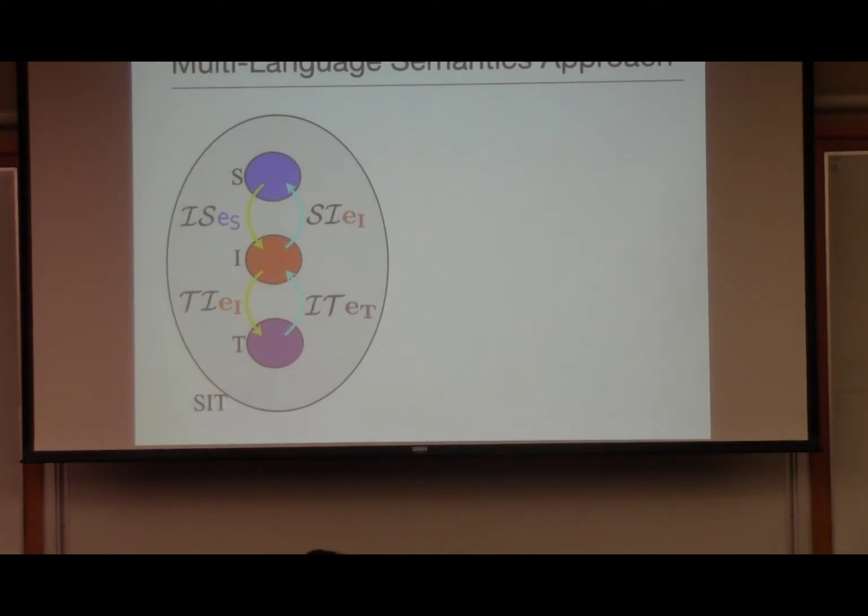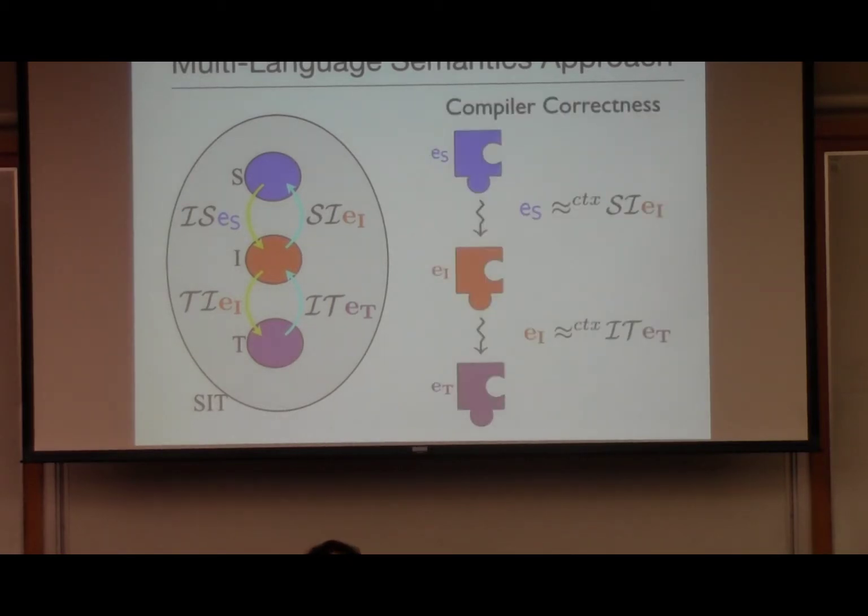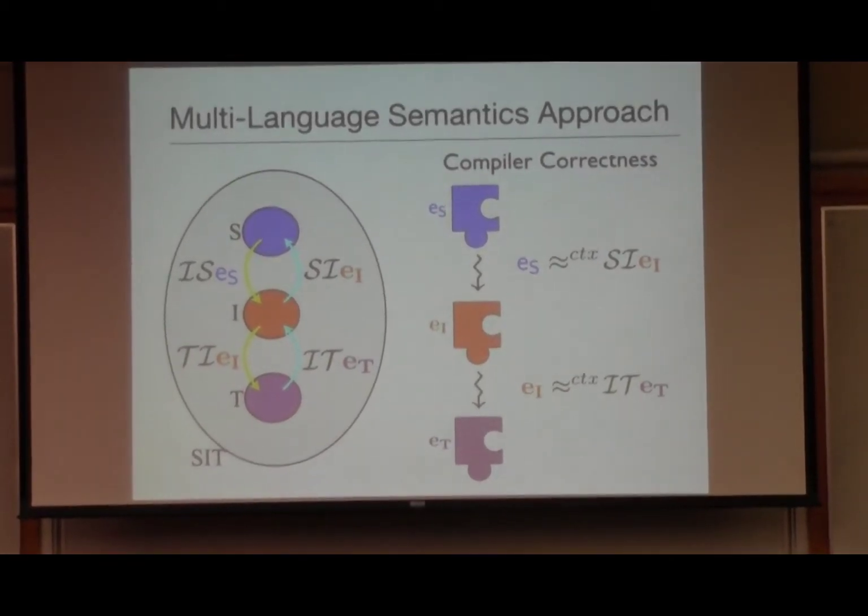All right? And once I've done this, for compiler correctness, what I need to do is, for the pass that goes from S to I, show that if ES compiles to EI, then ES is contextually equivalent to SI of EI. But the contextual equivalence that I'm using at the top is SIT contextual equivalence. Contextual equivalence for this big multi-language. Okay? And then for the next pass from I to T, I prove that EI is contextually equivalent, again in the SIT contextual equivalence, to IT of ET.